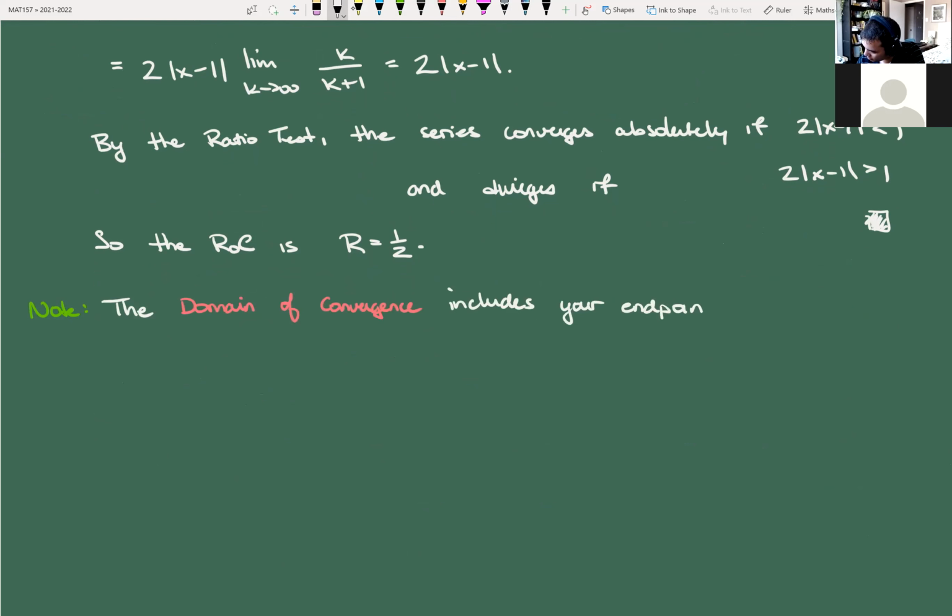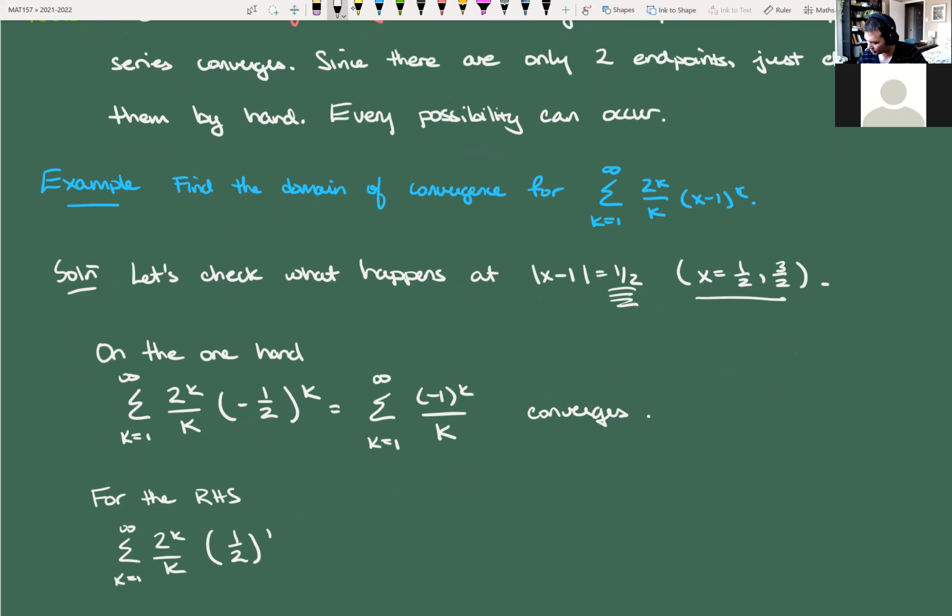so we get the sum from k equals 1 to infinity, 2 to the k over k times 1/2 to the k. Oops, 1. And we know that one quite well, right? That's the harmonic series, which diverges, right? So in this case, the domain of convergence is 1/2, 3/2 open.